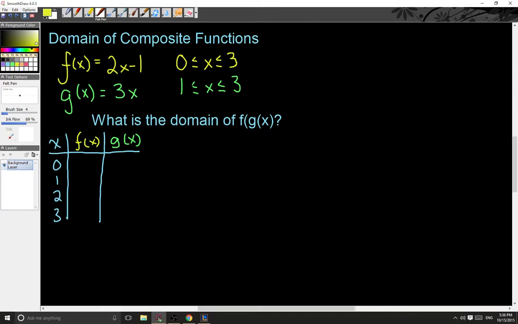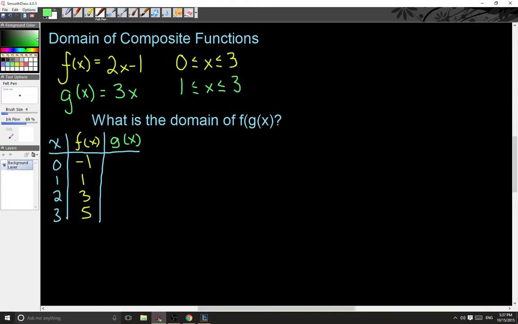So for f of x, let's just plug in values real quick. If we plug in 0 for f of x, we get 2 times 0, which is 0, minus 1, which is negative 1. If we plug in 1, we get 2 minus 1, which is 1. And if we plug in 2, we get 2 times 2, which is 4, minus 1, which is 3. If we plug in 3, we get 6 minus 1, which is 5. So let's do the same thing for our g of x.